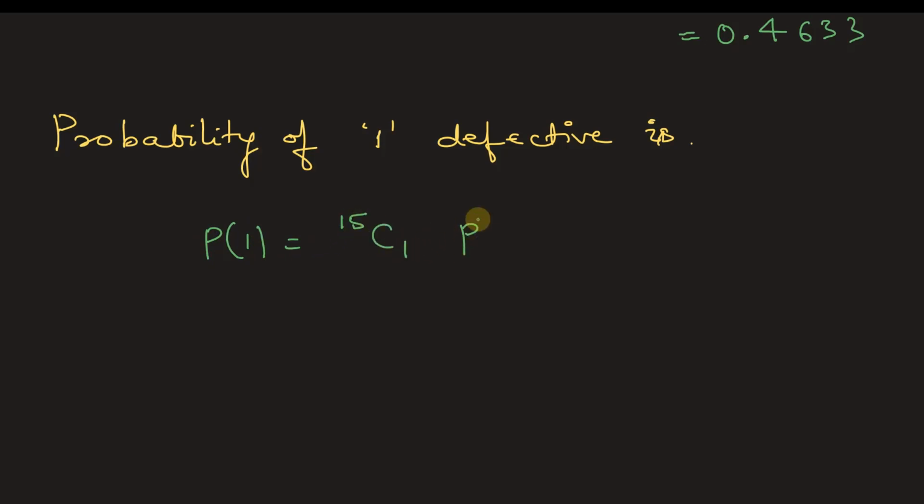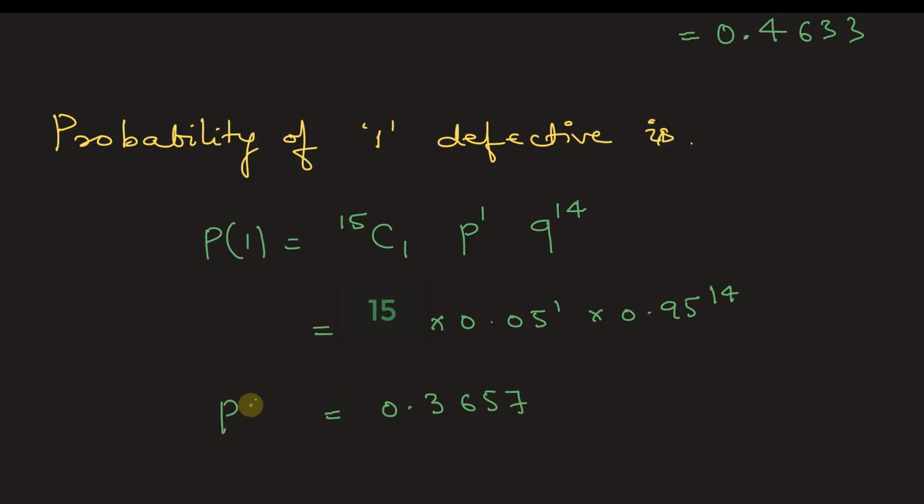Similarly, if we calculate the probability of 1 defective part, we can write P(1) is equal to 15C1 p to the power of 1 q to the power of 15 minus 1, that is 14. This is equal to 15C1 into 0.05 to the power of 1 into 0.95 to the power of 14. And when you calculate this value, you will get 0.3657. So the probability of 1 defective is 0.3657, and the probability of 0 defective is 0.4633.